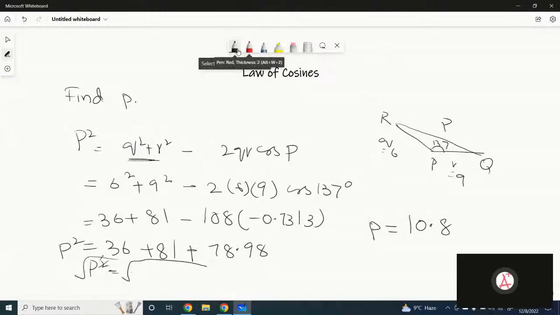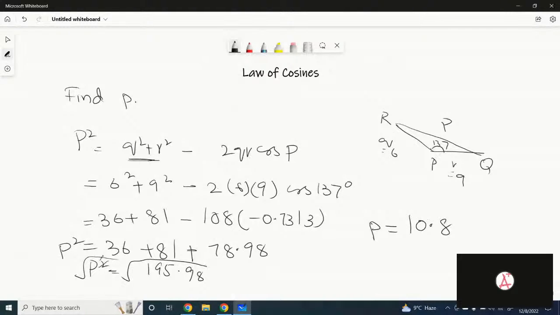I am not pro with using the calculator, that's why I always make mistakes while doing calculations. The sum is 195.98. Got it?